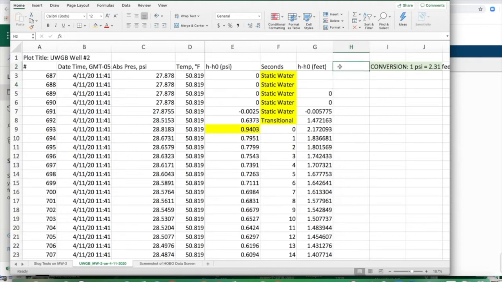So the first thing we do is make another column here, h divided by h0. That's our head ratio. So this is a column we really care a lot about, and we're going to plot that with respect to time here.